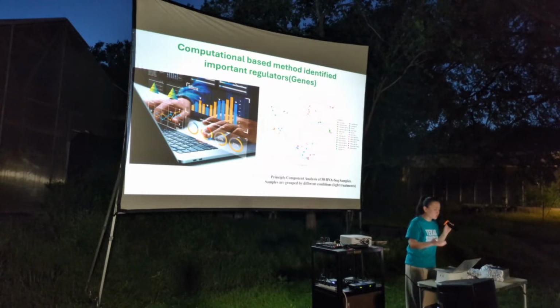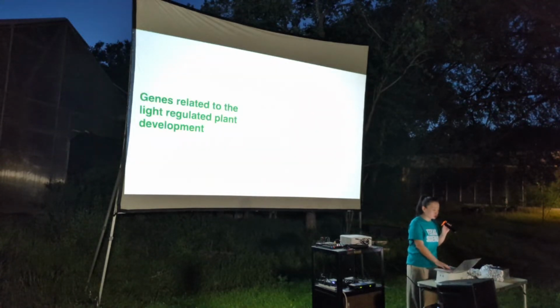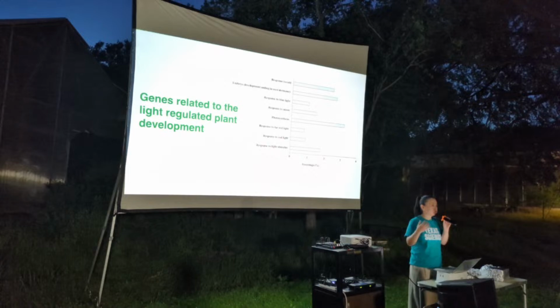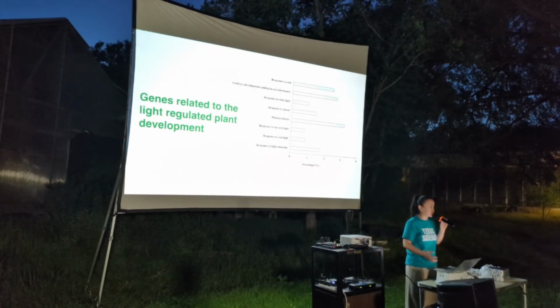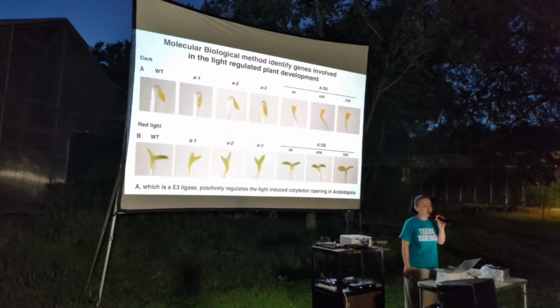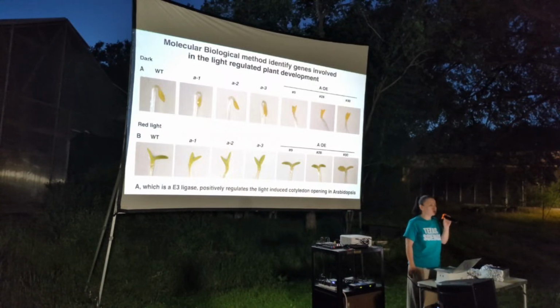Okay, so we can identify lots of regulators involved in response to blue light, response to oxygen, and photosynthesis, and response to far red light and red light. After we find those regulators, we will do some biology studies to see their functions. How do we study their functions? First, we will check the phenotype of those genes.